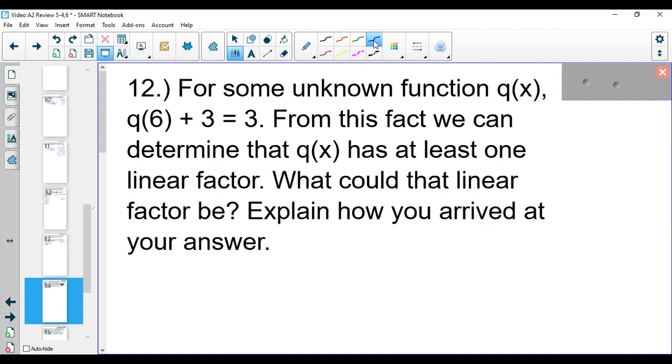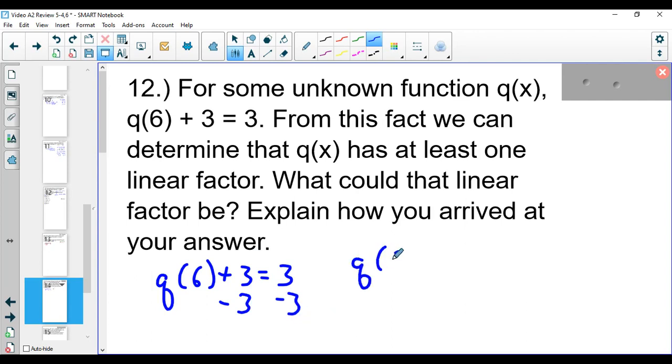Number 12. For some unknown function q of x, q of 6 plus 3 equals 3. All right, that's probably important. I'm going to copy that right here. Q of 6 plus 3 equals 3. From this fact, we can determine that q of x has at least one linear factor. What could that linear factor be? Explain how you arrived at your answer. Well, what can we do here with this equation? Well, we can take away 3 on both sides, which would give us the equation q of 6 equals 0.